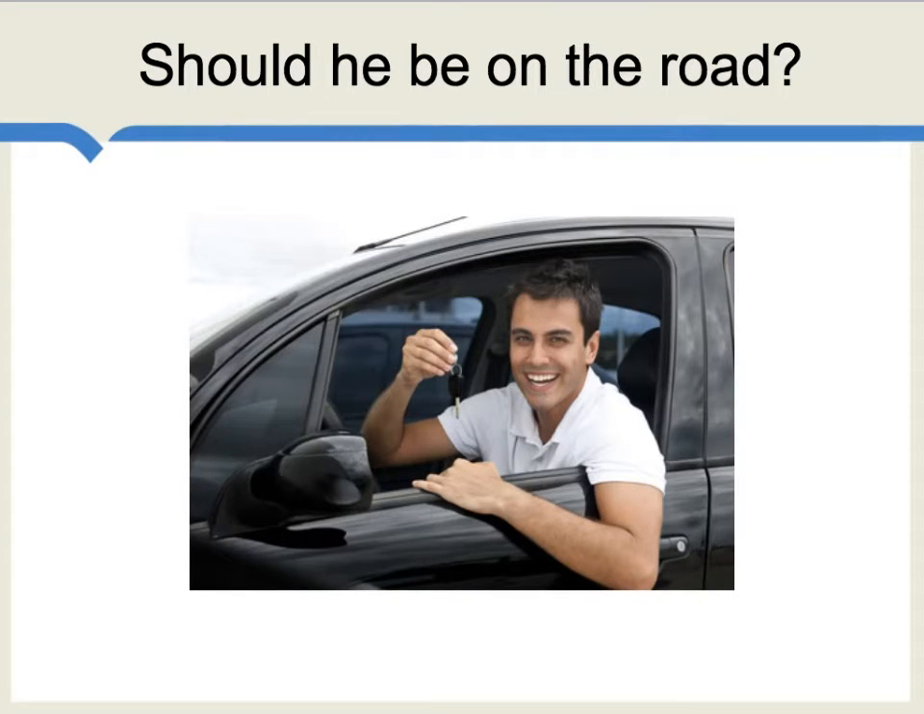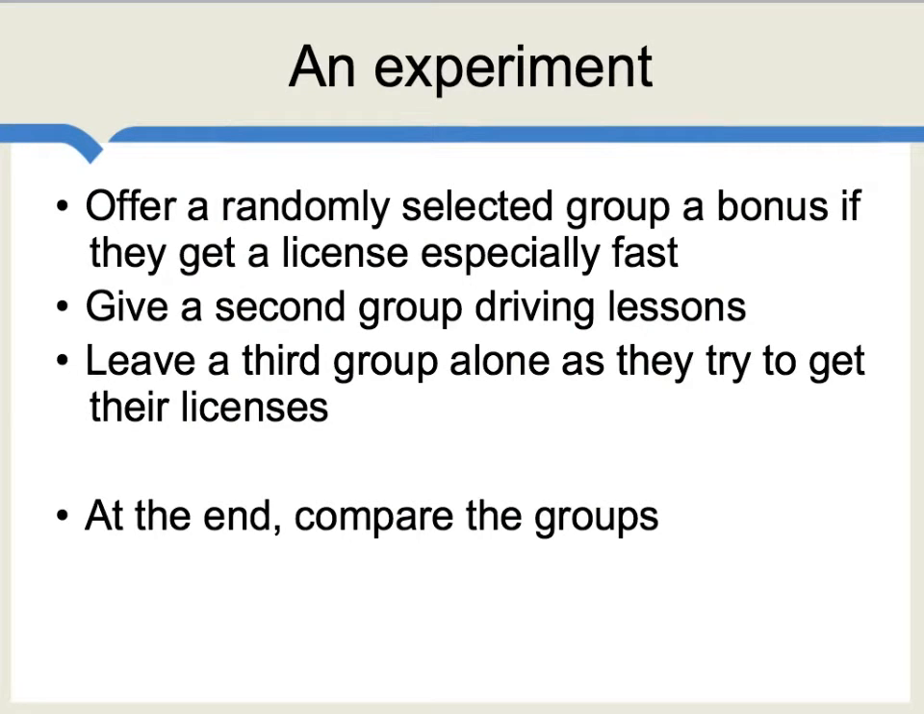The authors set out to answer a pretty simple question. Should this guy be on the road or not? It turns out the answer is going to be a little scary, and that's because of corruption. The authors set up an experiment to try to figure out how corrupt was the process of issuing driver's licenses in India. There were 3 different groups involved.